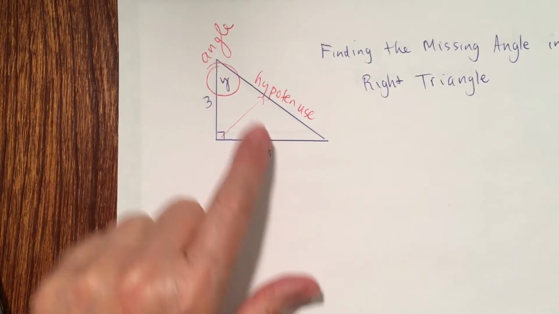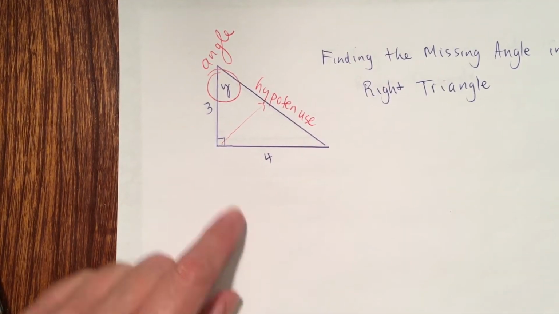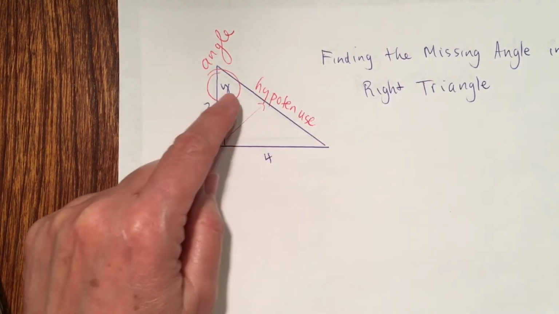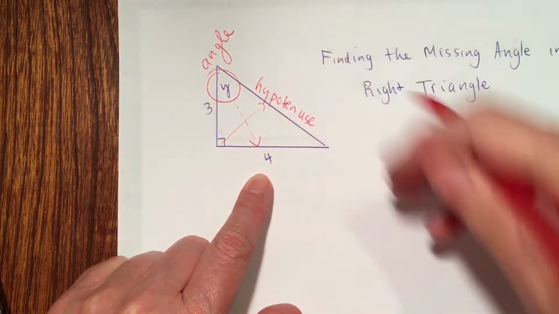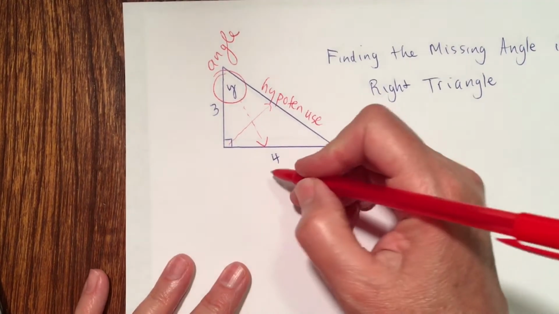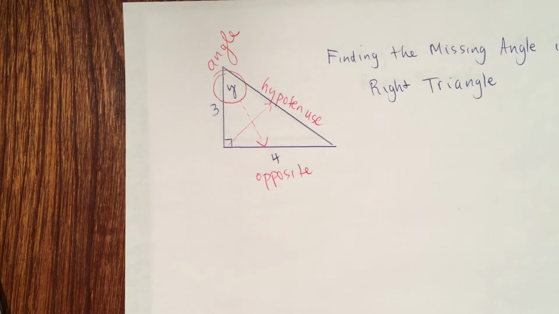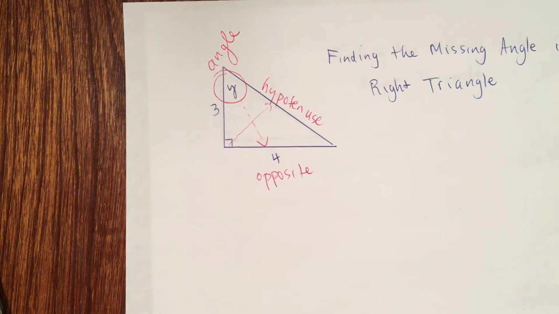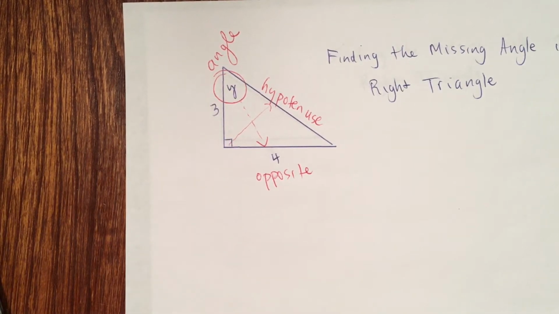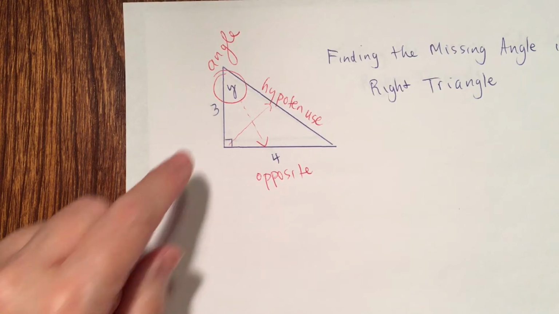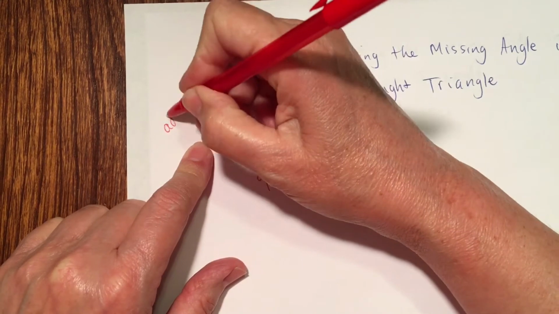They did not give me the length of the hypotenuse. They did give me the length of the side that's across from Y. The one that's across, this is now the opposite side. And remember, I'm looking at it and saying opposite there because it is opposite from the angle that they want me to find. Now, as I look at it as well, I see the 3. The 3 is the side that's adjacent to Y.